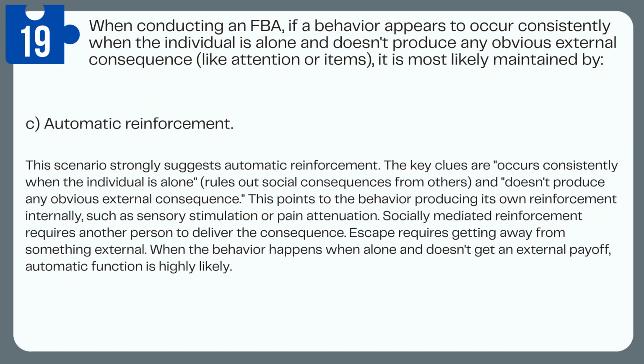Answer: C. Automatic reinforcement. This scenario strongly suggests automatic reinforcement. The key clues are occurs consistently when the individual is alone, which rules out social consequences from others, and doesn't produce any obvious external consequence. This points to the behavior producing its own reinforcement internally, such as sensory stimulation or pain attenuation. Socially mediated reinforcement requires another person to deliver the consequence. Escape requires getting away from something external. When the behavior happens when alone and doesn't get an external payoff, automatic function is highly likely.